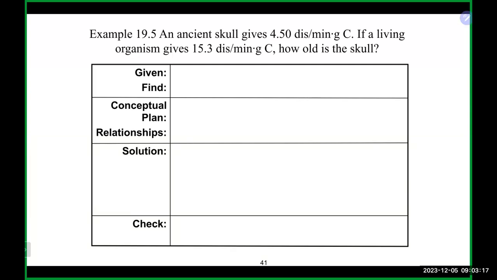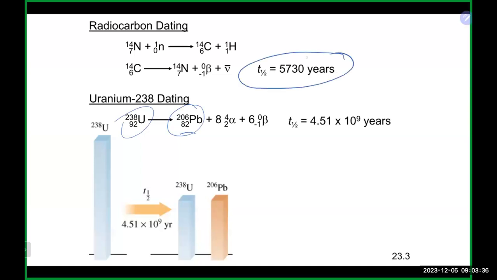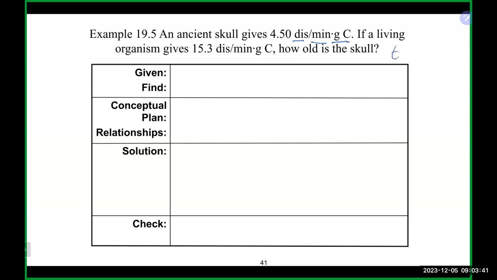An ancient skull gives 4.5. The units here are actually disintegrations per minute, and this is actually per gram of carbon. So that's not Celsius. That's actually per gram of carbon, and that's important because it's telling you that's going to be your half-life for carbon here, which is our 5730. So our half-life here would be 5730 years, again, because it's carbon there. If a living organism gives 15.3 disintegrations per minute per gram of carbon, how old is the skull?